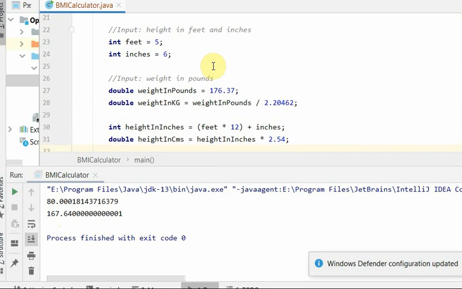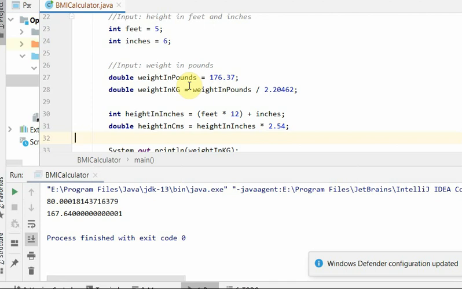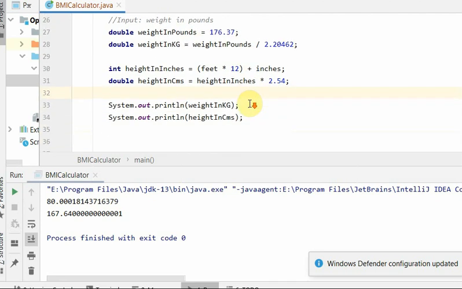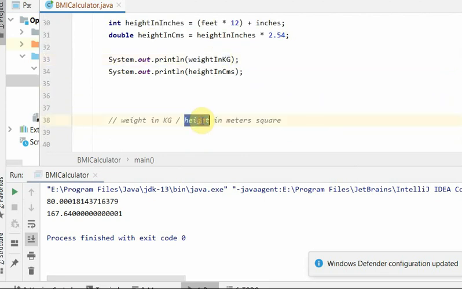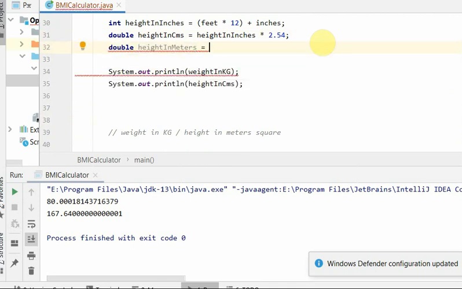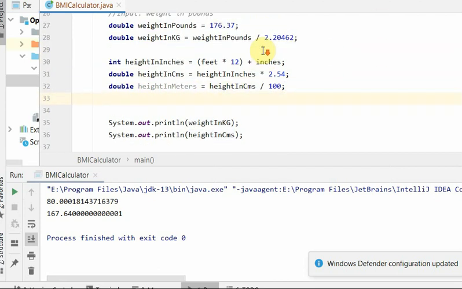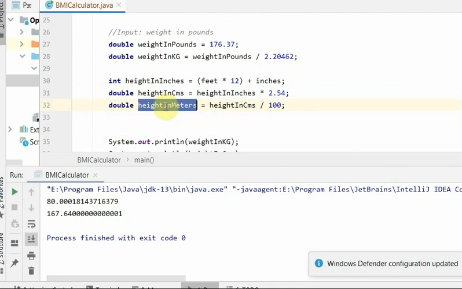Obviously we can take input directly in kgs and height directly in meters, but just for the sake of using multiplication, division, and these multiple operations, I'm showing you this way. We need height in meters squared, so let's convert to meters. It's simple: we can divide by 100. By dividing by 100, our height will be in meters. You don't have to worry about how this happened. You can search online how many centimeters are in 1 meter, and you will get all these numbers. So now we got height in meters.